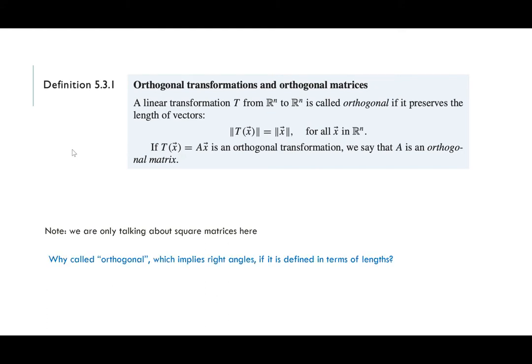Okay, but I think a natural question to ask right away is, why are these matrices called orthogonal transformations? Orthogonal just implies right angles all over the place, but the definition is actually in terms of lengths, not angles. So what's going on? Hang on, we'll get to it.